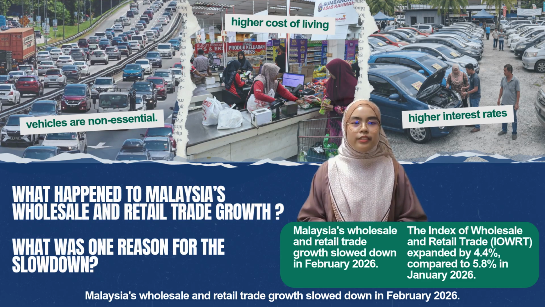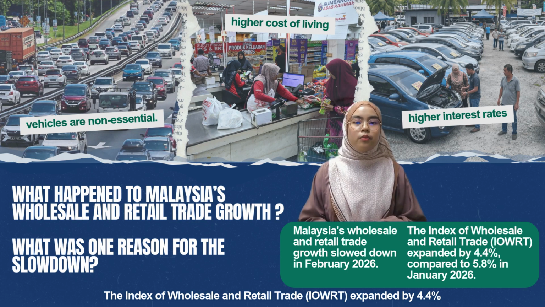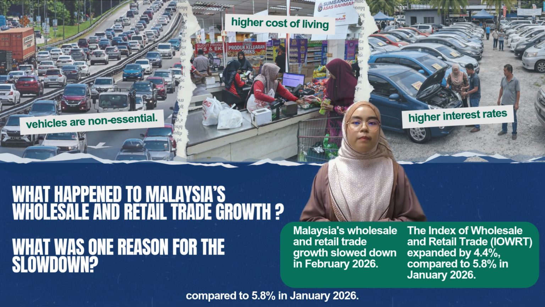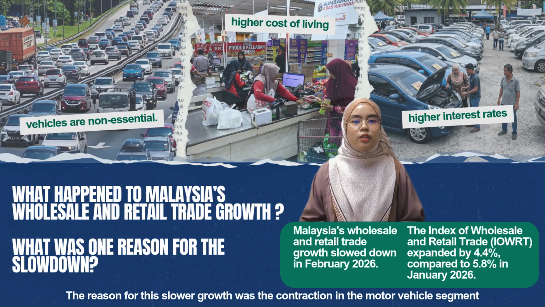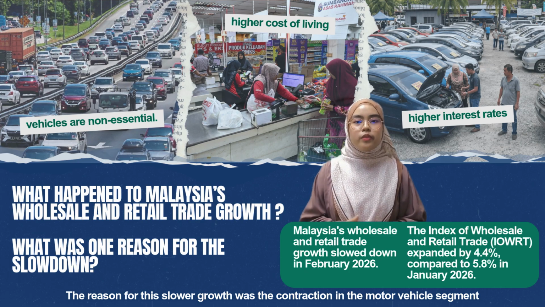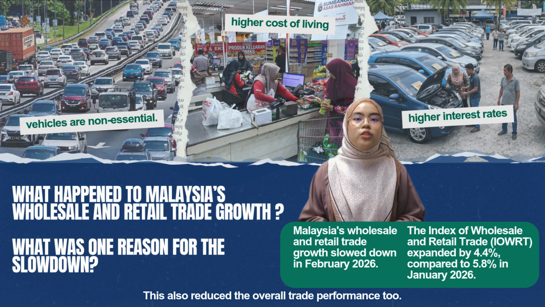Malaysia's wholesale and retail trade growth slowed down in February 2026. The Index of Wholesale and Retail Trade, also known as IOWRT, expanded by 4.4% compared to 5.8% in January 2026. The reason for this slower growth was the contraction in the motor vehicle segment due to weaker sales of cars and motorcycles. This also reduced the overall trade performance.